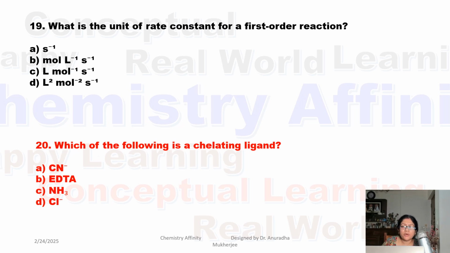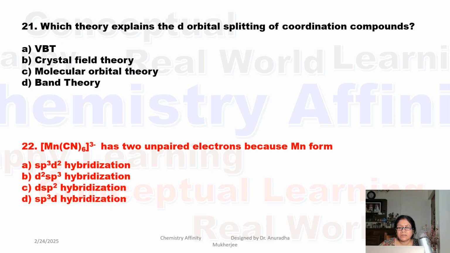What is the unit of rate constant for a first order reaction? A, second inverse. Which of the following is a chelating ligand? Chelating ligand is EDTA, ethylene diamine tetraacetate. It's a hexadentate ligand. Which theory explains the d-orbital splitting of coordination compounds? The correct option is crystal field theory.